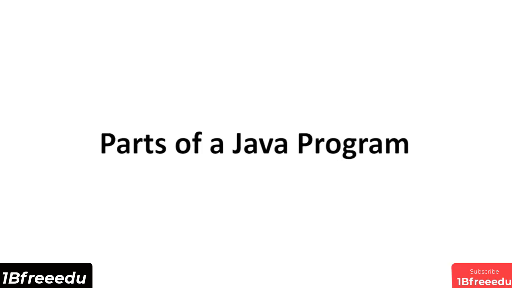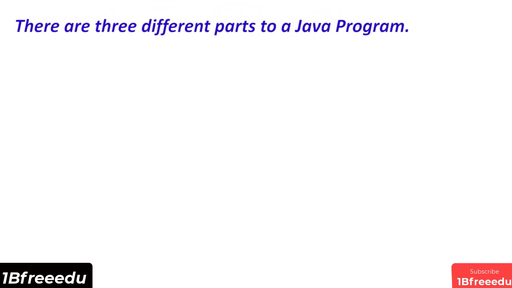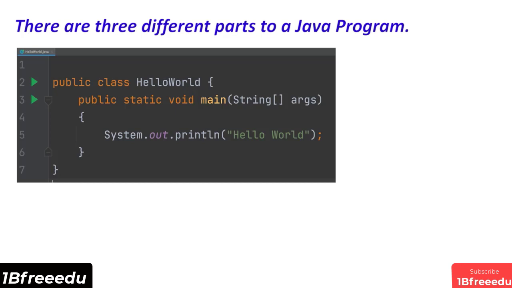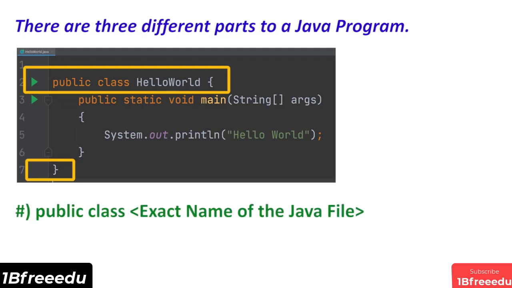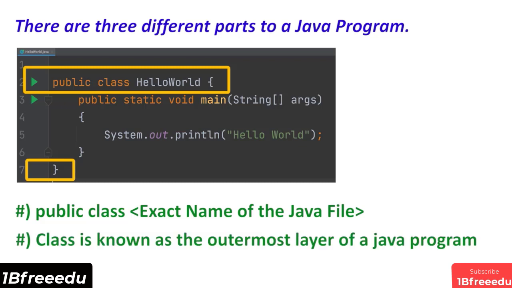We discuss about parts of a Java program. Generally, there are 3 different parts of a Java program. I use the Hello World program that we coded before to explain parts of a Java program. First one is class. It should be one of the very first lines in the file and always start the same way. Public class and then the exact name of the Java file including capitalization. You can see the main method and all other codes within the Hello World class. So we can call class as the outermost layer of a Java program.